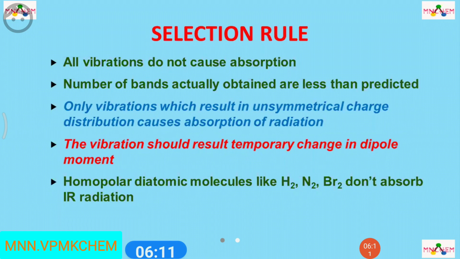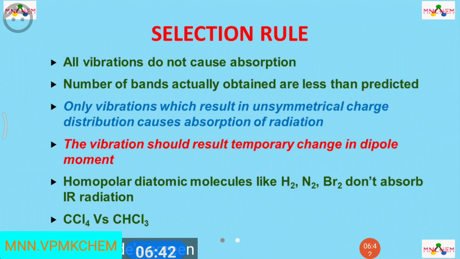When the dipole moment is not there, and even the induced dipole moment is not available, the IR radiation does not get absorbed, and we will not be able to record the IR spectra for these homopolar diatomic molecules like hydrogen, nitrogen, bromine, chlorine, etc.